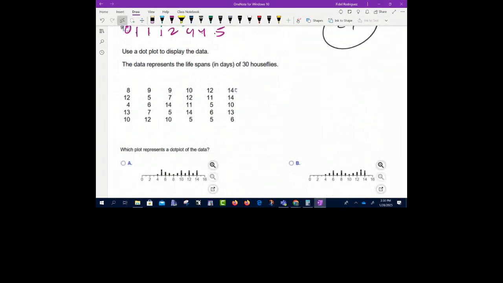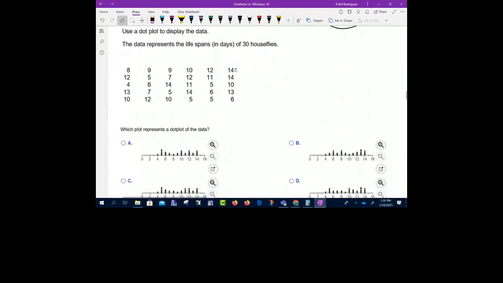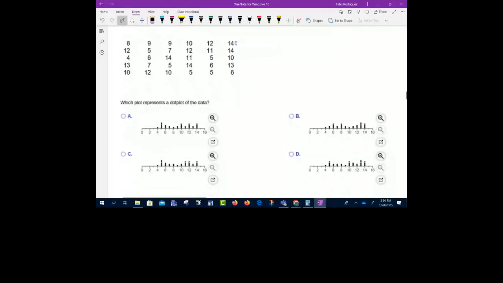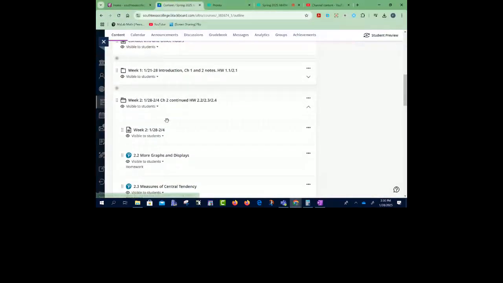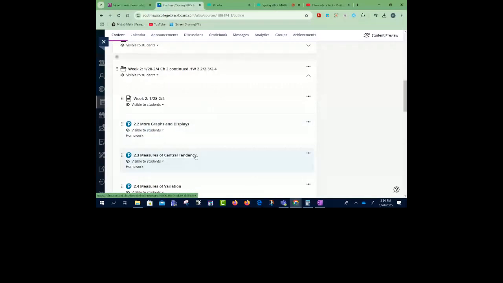Okay, y'all, for the next one here, it says use a dot plot to display the data. And it's asking me which is the dot plot that correlates to this. Okay, so y'all, I took this problem directly out of your homework. The one thing I'm going to encourage you to do, and actually we're going to do it like this. Give me 1 second. Let's come back over here. This is out of 2.3.